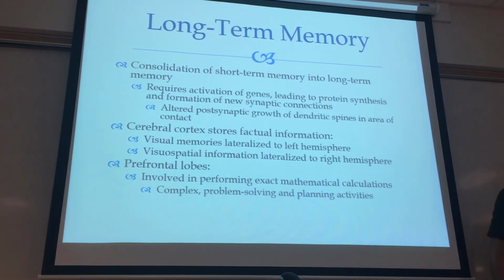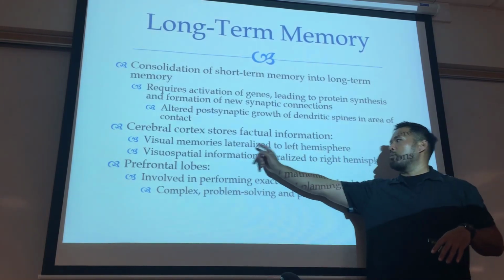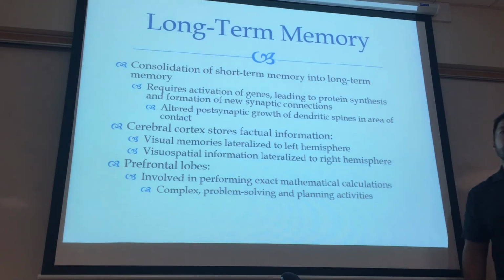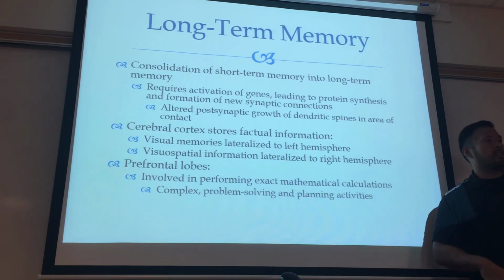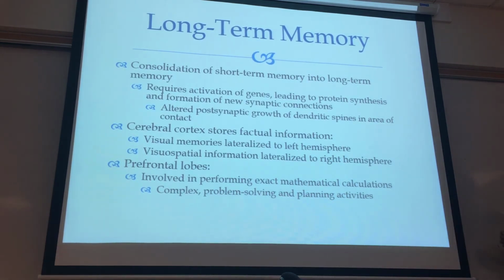So memories of a visual nature, if you close your eyes and you can picture something happening, are typically stored back in the occipital lobe. When we look at learning, for instance, learning how to walk or learning how to ride a bike, a lot of those memories are stored in areas nearby the primary motor cortex.